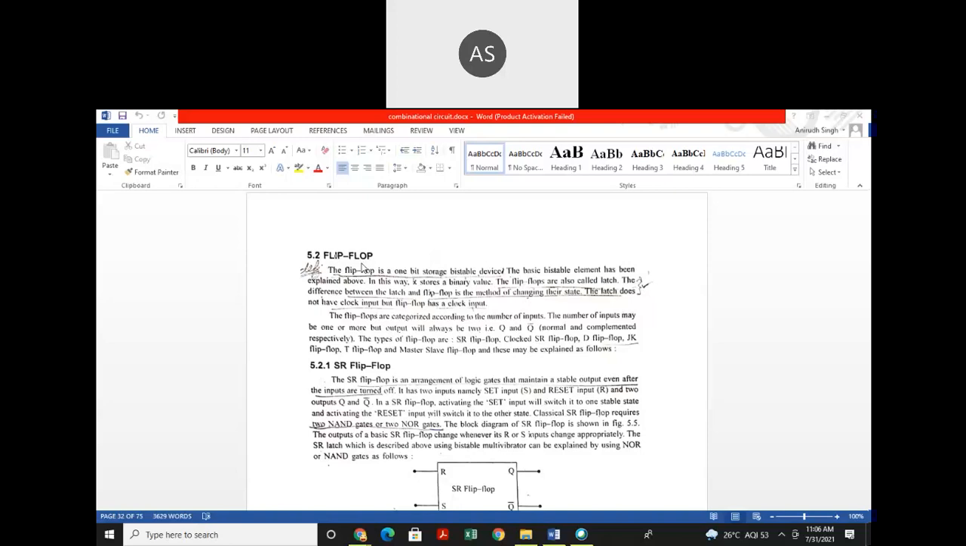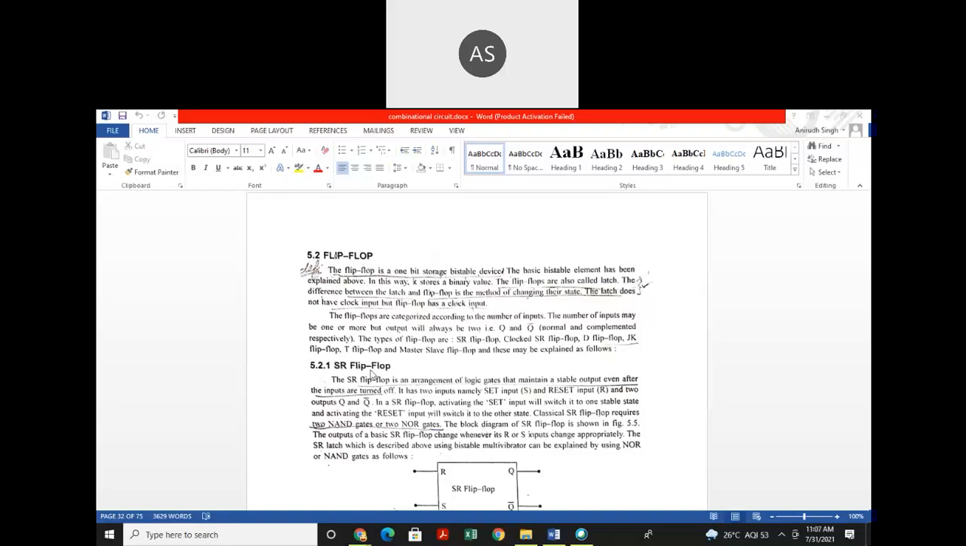While sequential circuits have memory. Examples of sequential circuits are flip-flops, counters, and registers. First, we will discuss flip-flops, then counters, and then registers. A flip-flop is a one-bit storage device. One-bit storage device means it can store either 1 or 0.